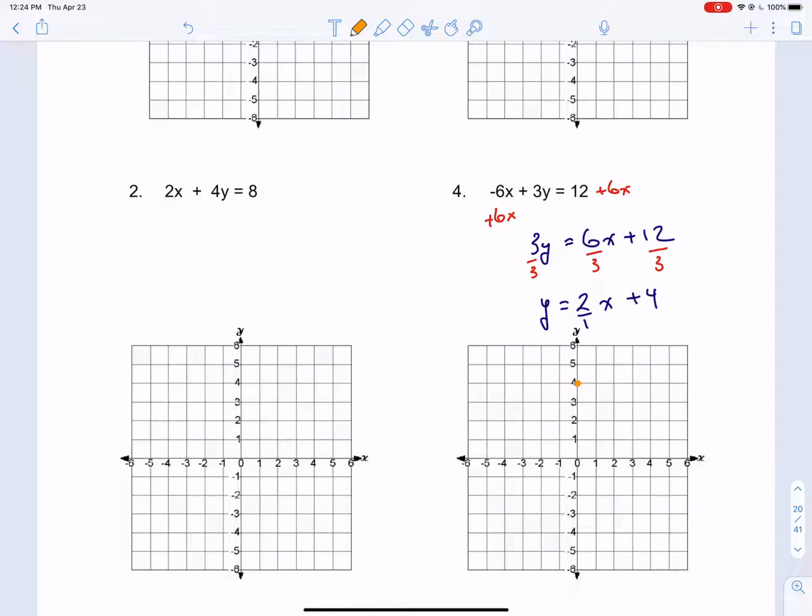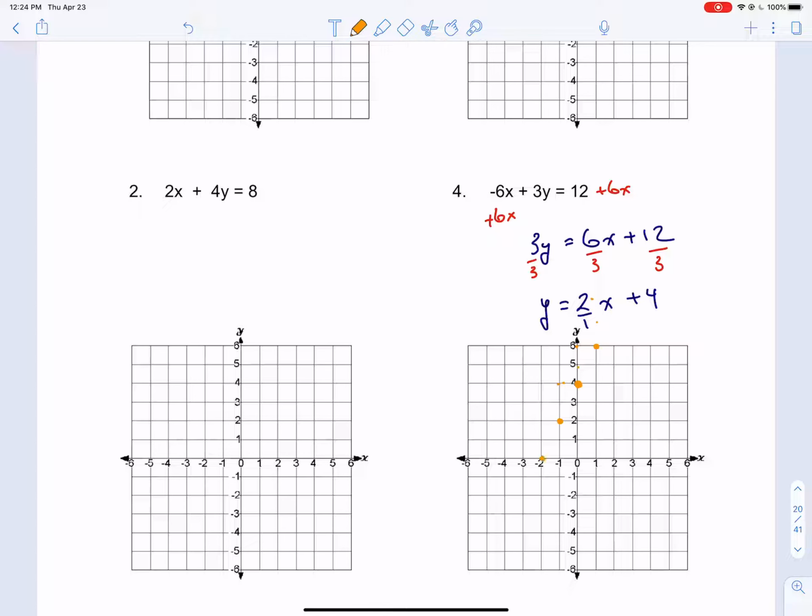So put a point on the y-axis at 4. And then our slope is 2 over 1. So rise over run, up 2 over 1. And it'd be nice if we can get 3 points. We are out of graph. So let's use the same pattern and go backwards. So 1 and 2, 1, 2.